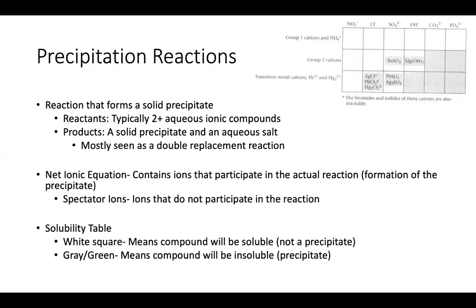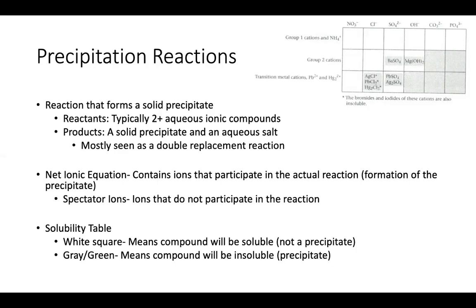Yeah, that's a really good question. What I'll say is this: if they give you three reactants, three different ionic compounds on the reactant side, they will most likely, if they want an equation, ask you for the net ionic equation. And that's actually number one on the challenge problems tonight.